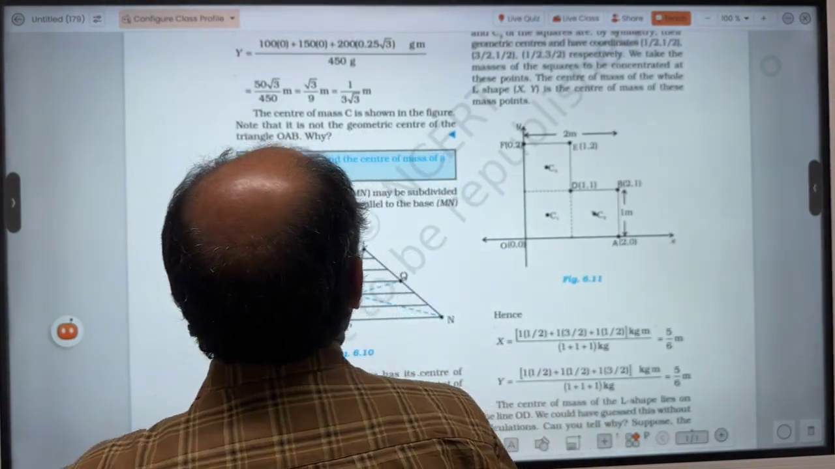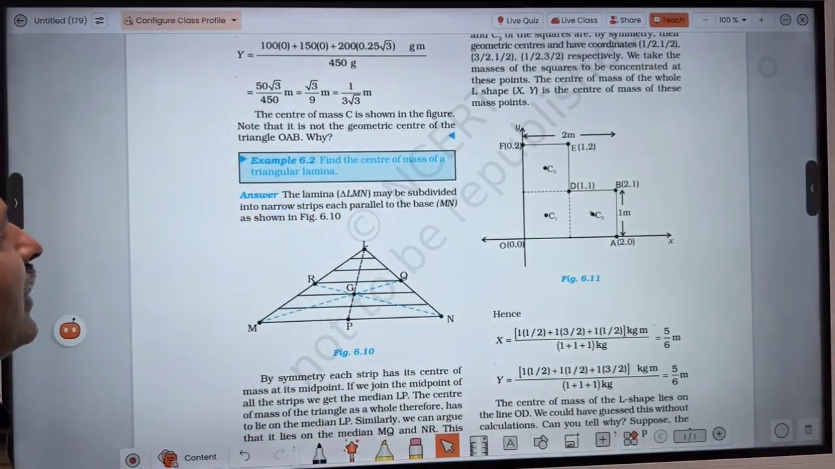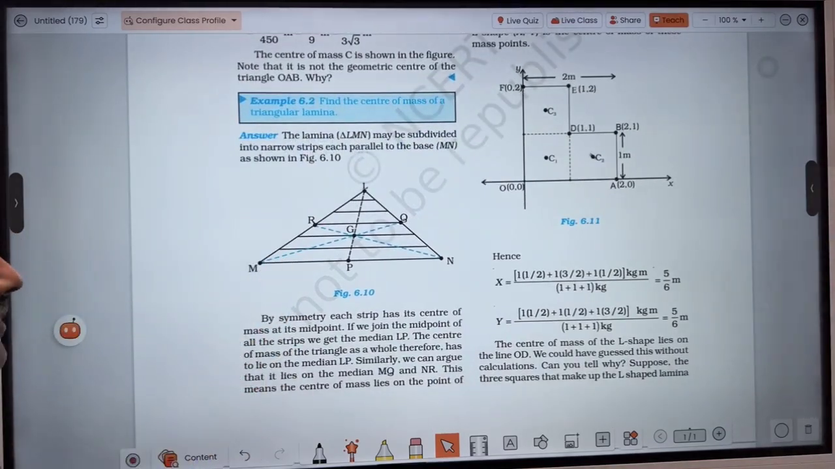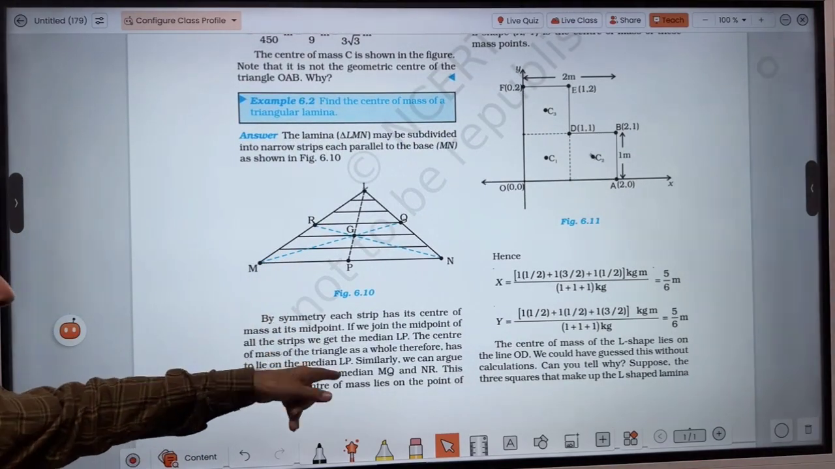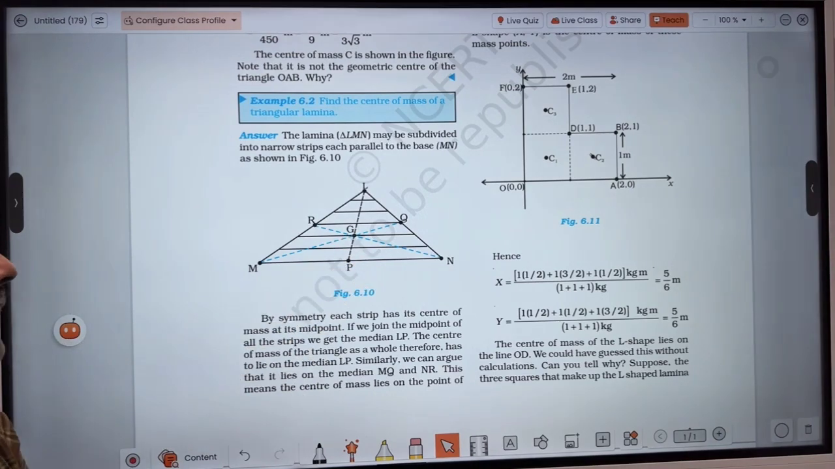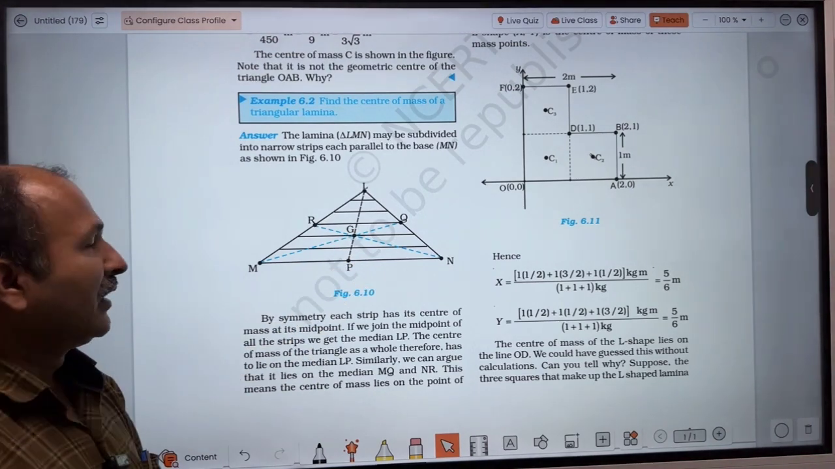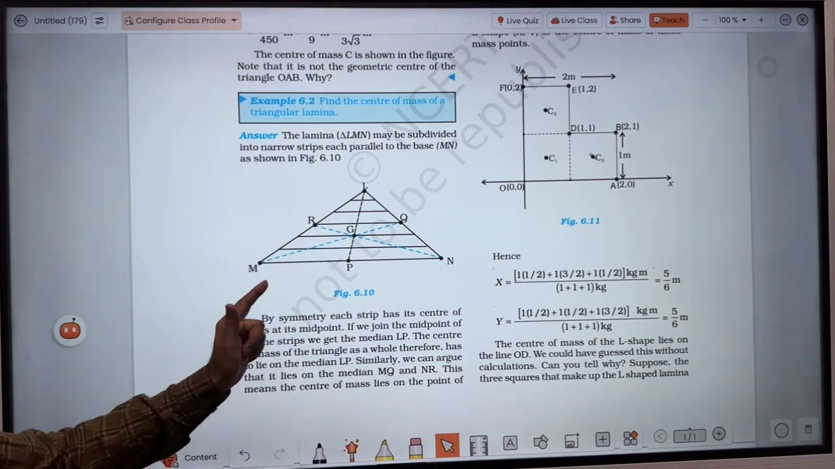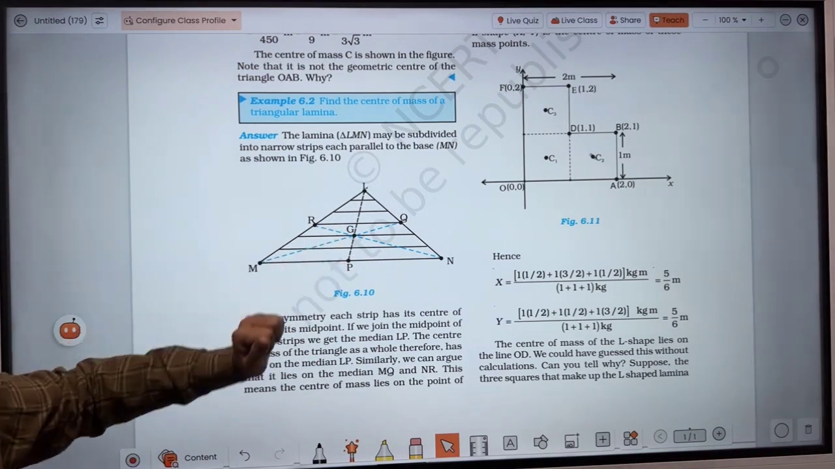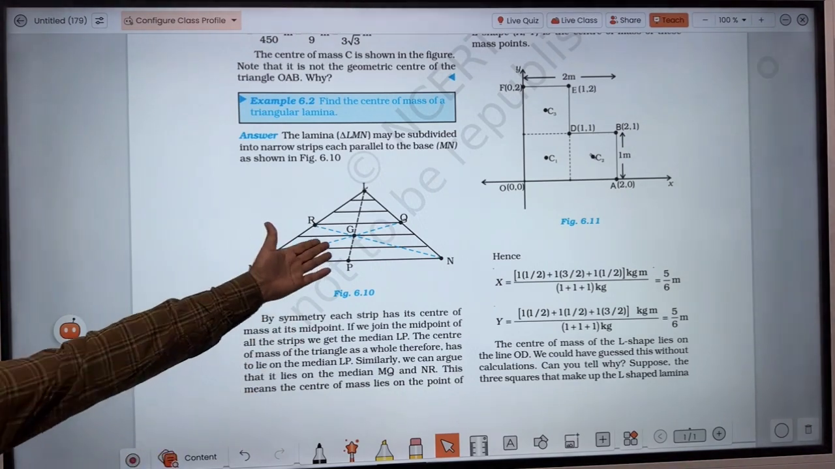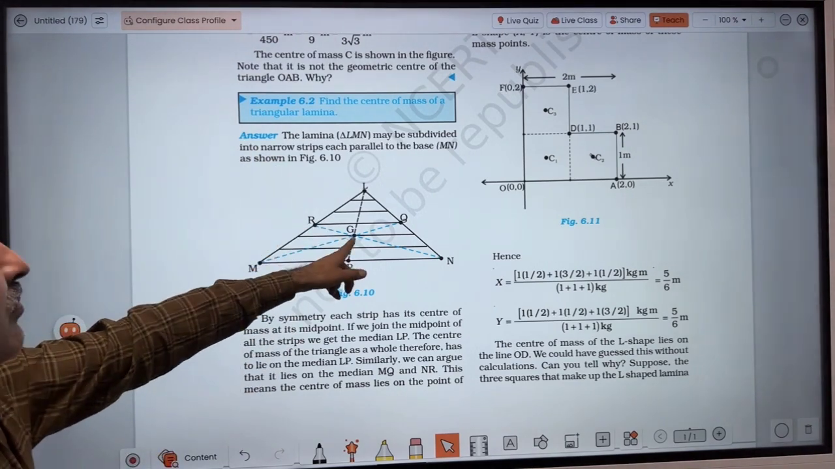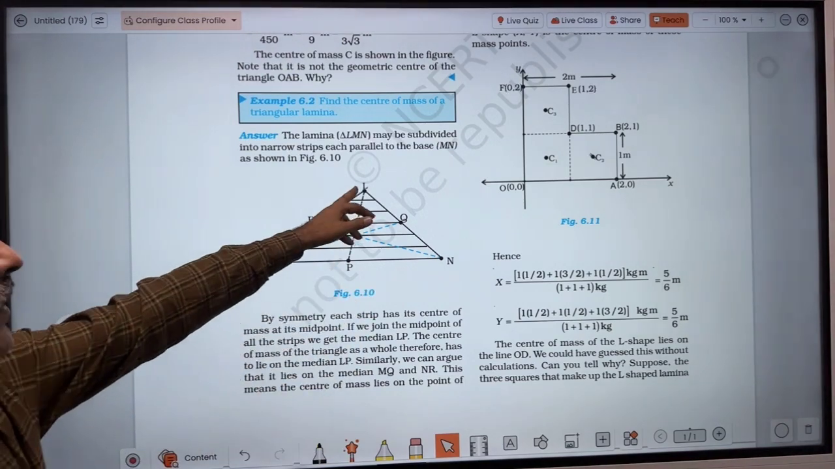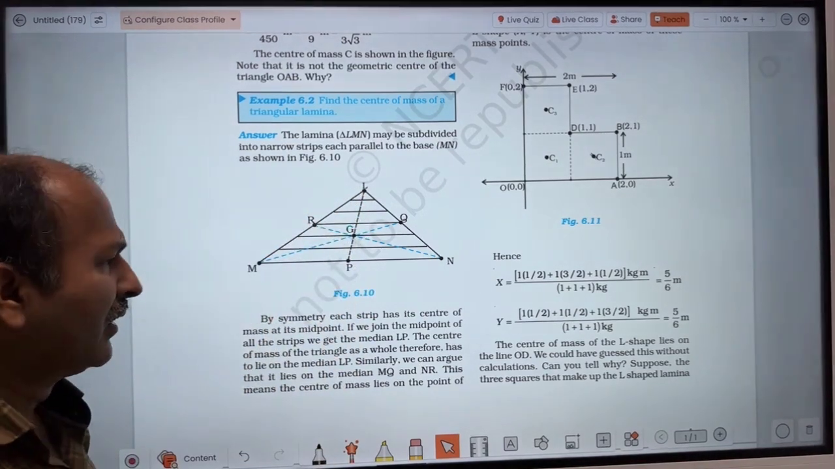Here the question says, find the center of mass of a triangular lamina. In this case, it is a very simple thing. We find the median, and the intersection of the medians will be the position of center of mass. If you remember, the point where medians intersect is called the centroid. So our answer will be the center of mass lies at the centroid. Here you don't have to do any calculation unless the coordinates of the vertices are given.